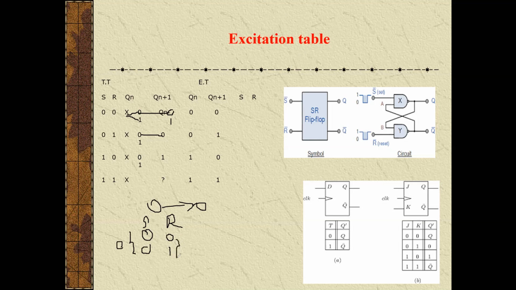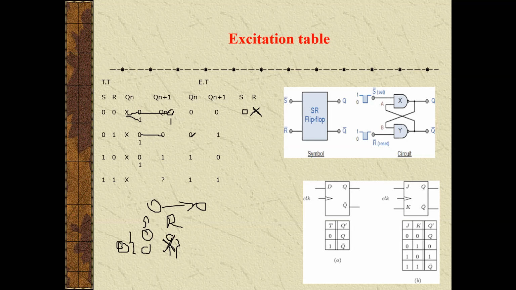But here the toggle will take place. Sometimes it may be 0, sometimes it may be 1. So we are not considering this; we are considering this one, and we will treat this one as undetermined. So the output for that combination will be: S should be 0 and R is undetermined. So that is the possible combination.